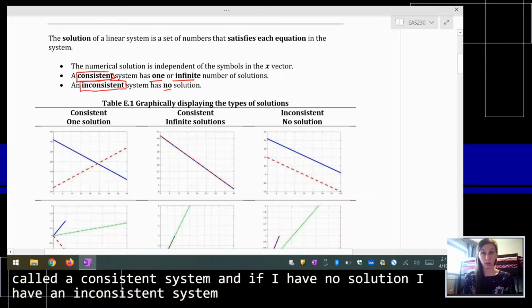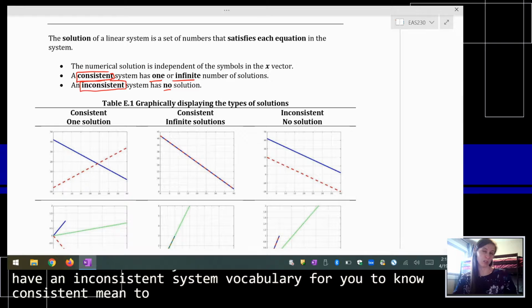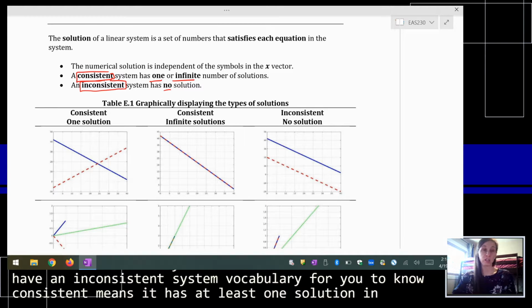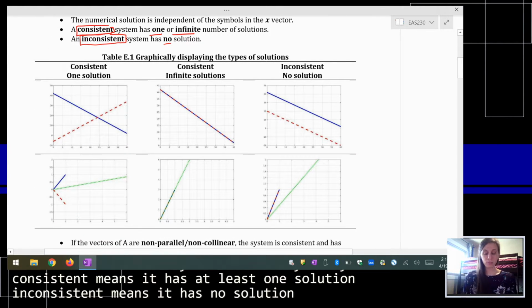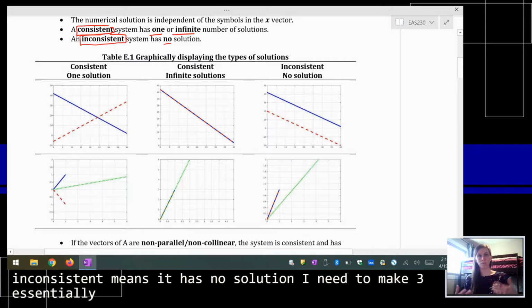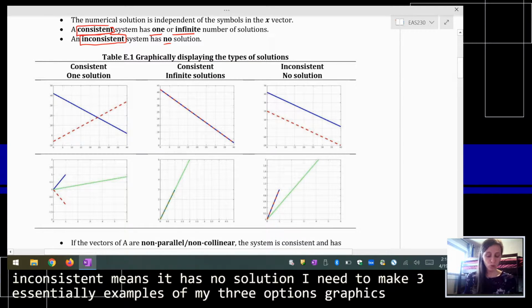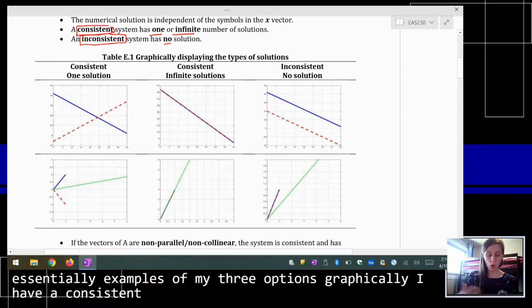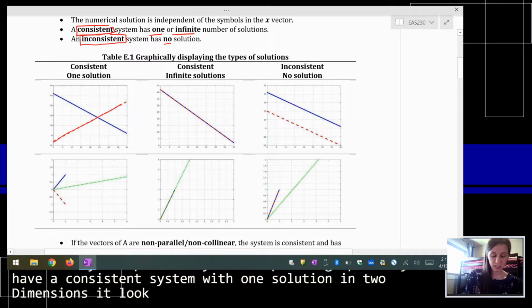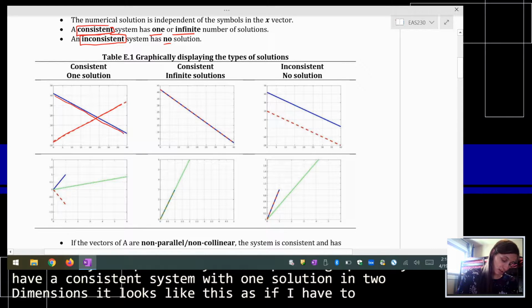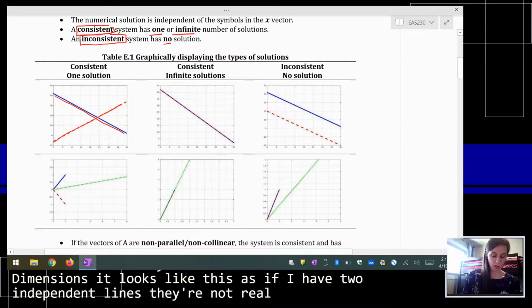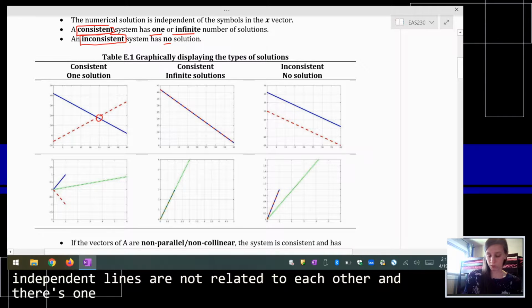So some vocabulary for you to know. Consistent means it has at least one solution. Inconsistent means it has no solution. And these are essentially examples of my 3 options graphically. So if I have a consistent system with one solution, in 2 dimensions, it looks like this, as if I have 2 independent lines, they're not related to each other, and there's one intersection point.